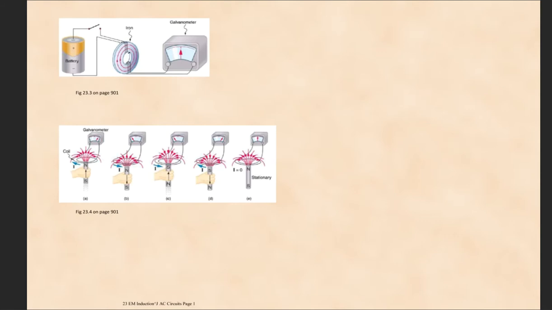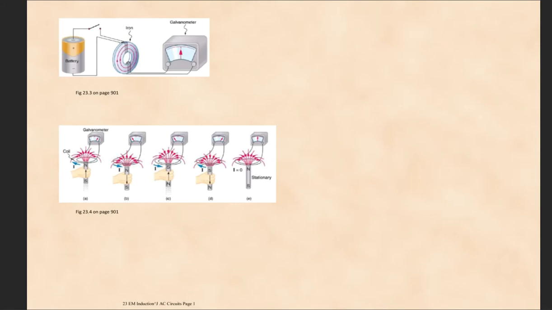So if I take this situation where I have a battery and I have the wires connected to the battery and they're coiled around an iron ring like a washer, when I close the switch, current will flow through this wire. In addition to that, I will notice that this galvanometer will register a signal. The needle will swing either left or right.